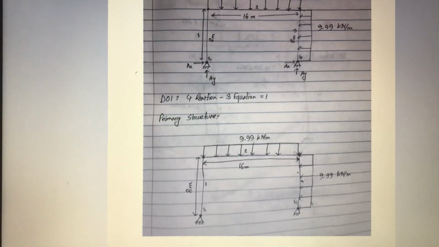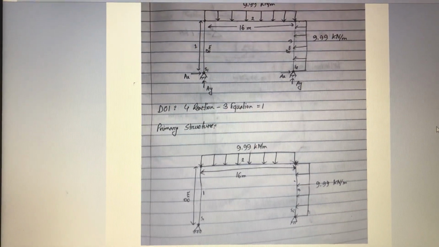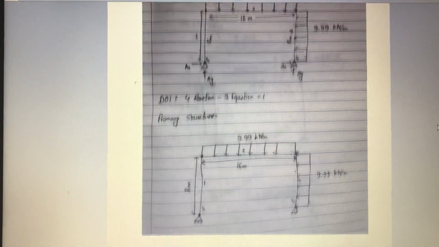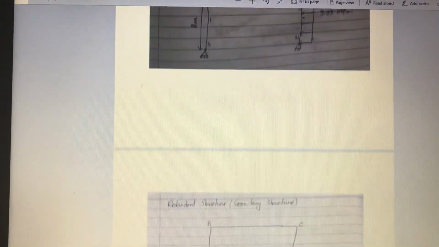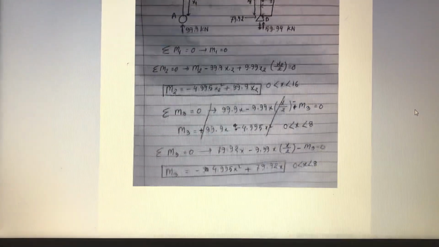In the primary structure, I remove one of the horizontal forces to make the structure determinate and apply virtual load to redundant structure and got the deflection profile. After that, I applied compatibility equations and applied the method of virtual work to calculate reactions in each support.